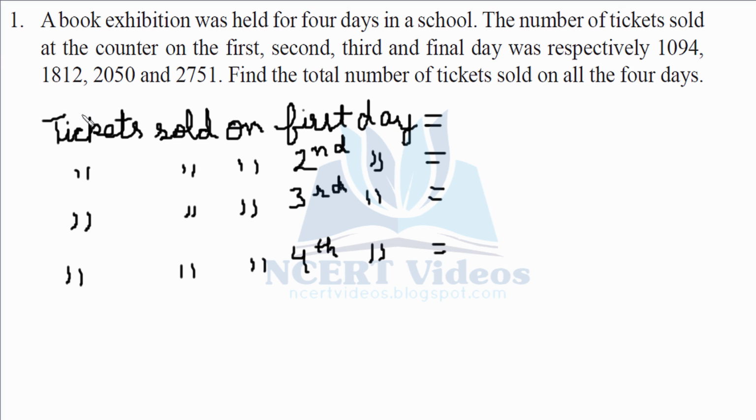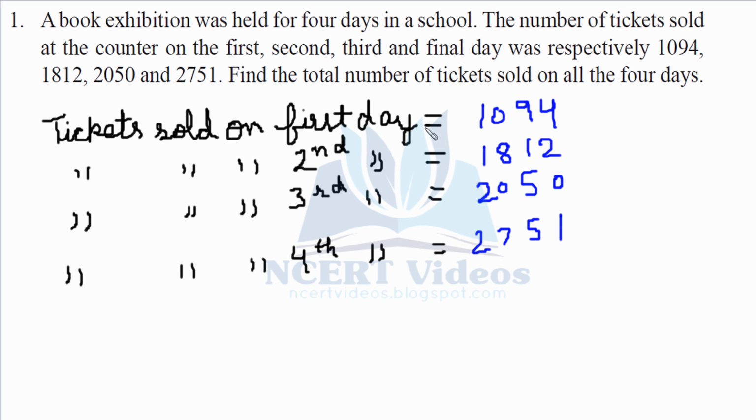For the first day, it was 1094. On the second day, it was 1812 tickets sold. On the third day, it was 2050. And the final or the fourth day, it was 2751. So it is asking for the total number of tickets. So it is a simple addition problem. We will add for all the 4 days, and that would be our answer.